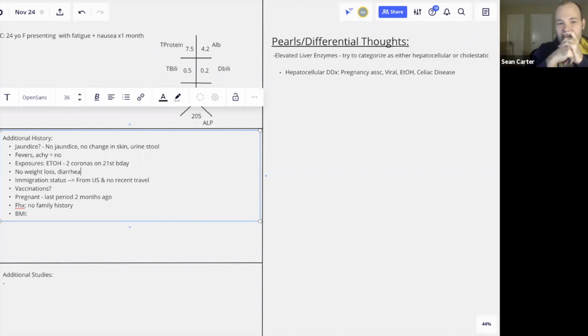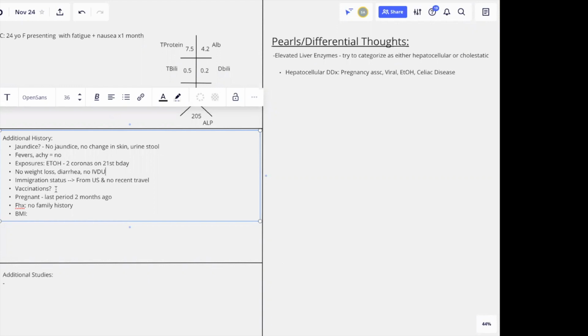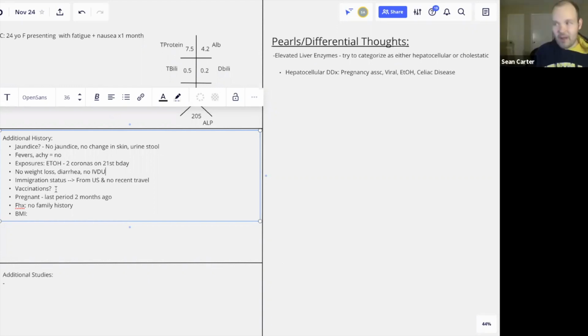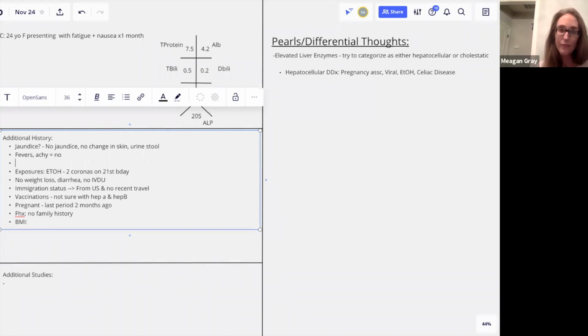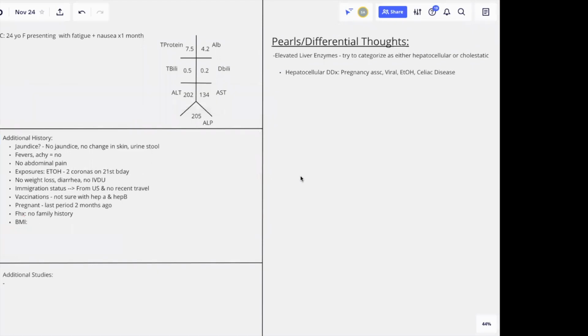She hasn't had any IV drug use. You had also mentioned vaccinations earlier. She's not sure if she's ever been vaccinated for hepatitis A and B, but she says the flu I get every year, Tdap, I'm up to date with, but she's not sure about Hep A and Hep B. And then I guess any abdominal pain, thinking about gallstones or choledocholithiasis. Okay. Yeah, so she hasn't had any abdominal pain with this. So this was kind of a surprise to everybody at this point.